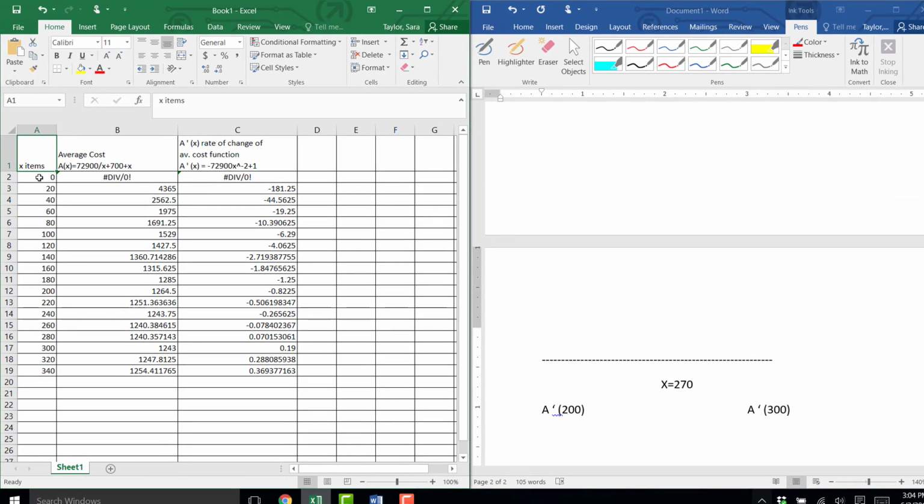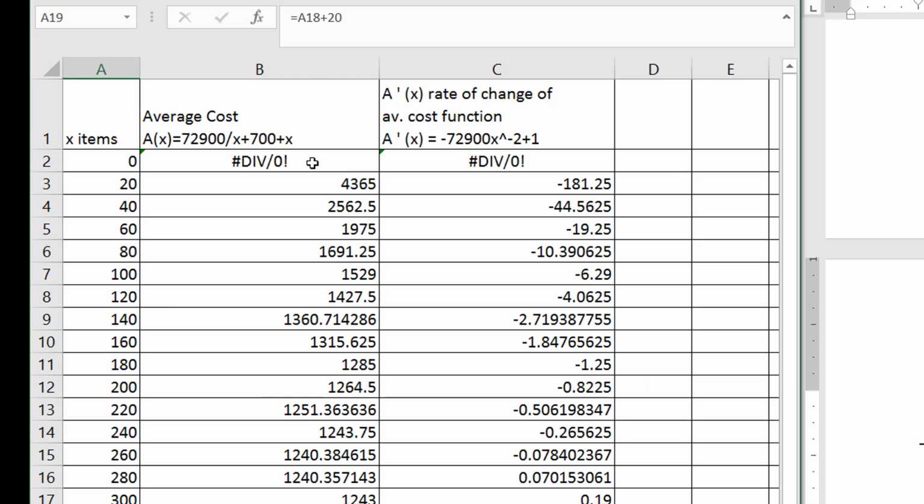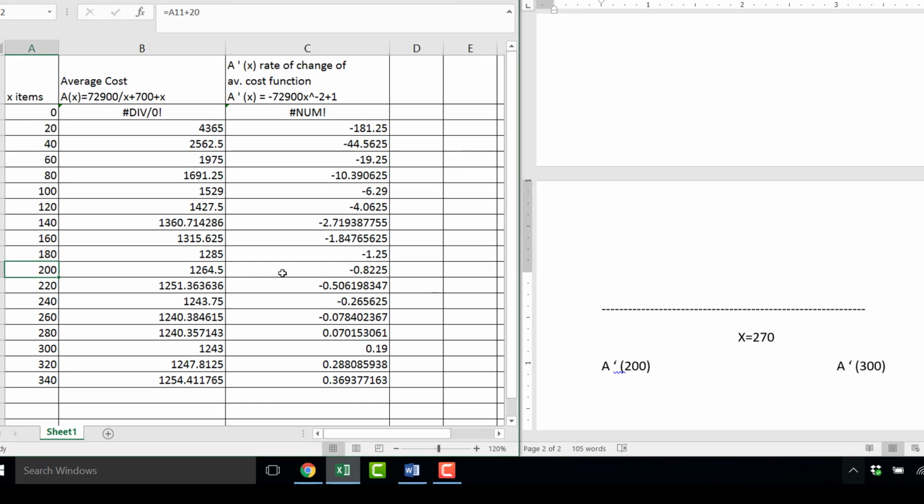I'm going to go into Excel. In Excel, I went from 0 items where the average cost is not even defined up to 340 items is where I stopped. I put A of x in column B, the average cost function. I put A prime of x in column C, the derivative of average cost. And I dragged the formulas down. At x equals 200, we get a derivative value of negative 0.82 approximately. And at x equals 300, I see we have a derivative value of 0.19.